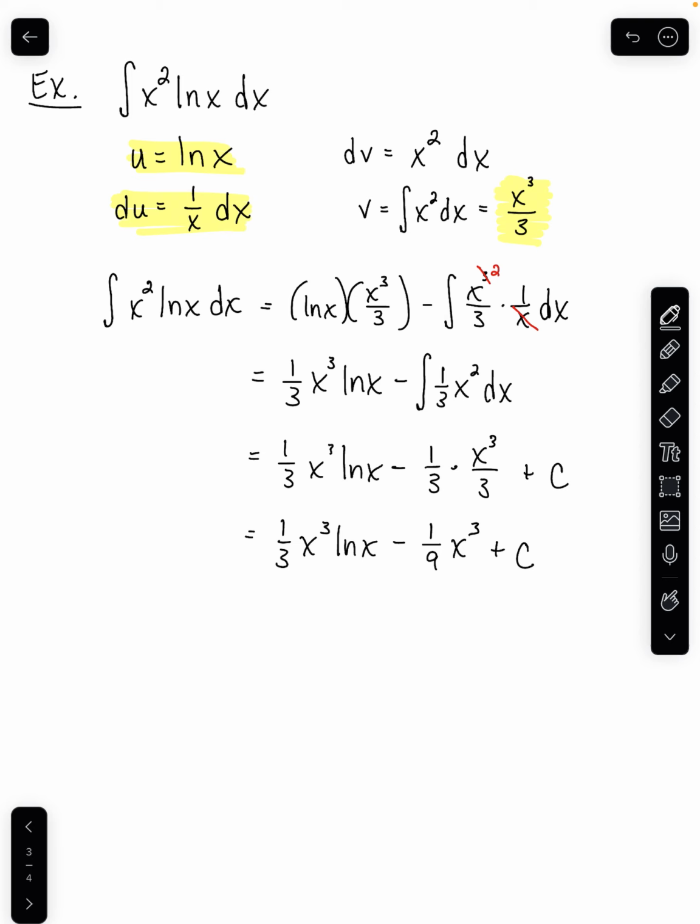And again, I will totally agree with you that this is less than intuitive. Looking at the original integral and looking at our answer, it's not readily apparent that what we have is correct. So I highly recommend that you check your answer by differentiating it and making sure you're going to get the original integrand back.